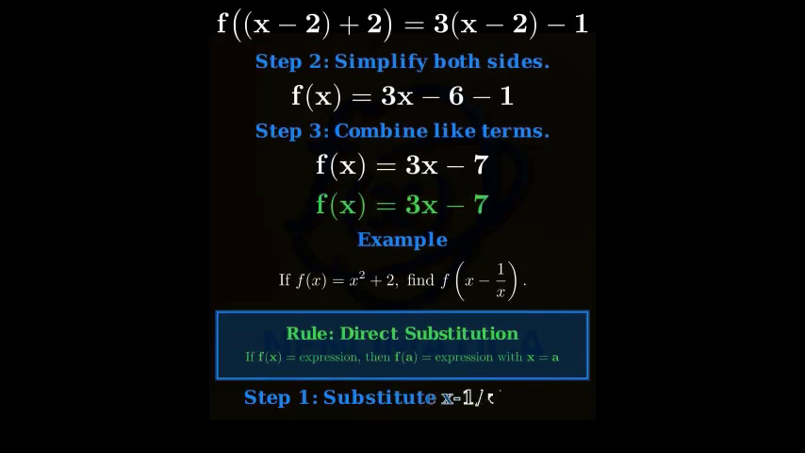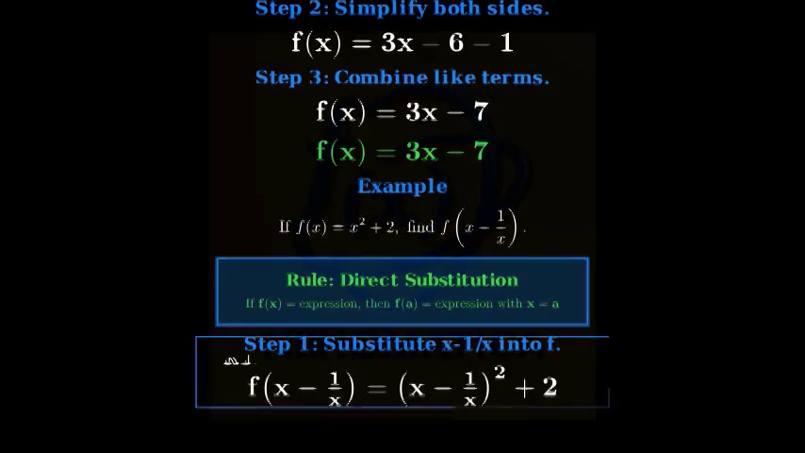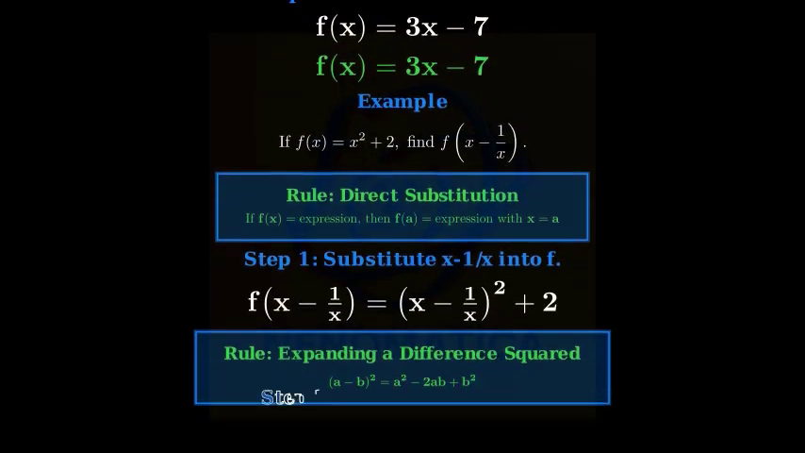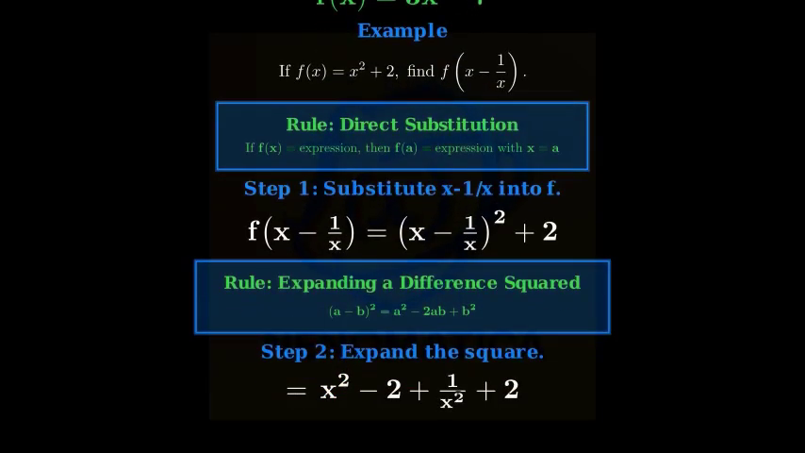Step 1. We substitute x minus 1 over x into the function f of x equals x squared plus 2. We replace every x in the function with x minus 1 over x. Step 2. Now we need to expand the squared term. Using the algebraic identity that a minus b squared equals a squared minus 2ab plus b squared, we expand x minus 1 over x squared.